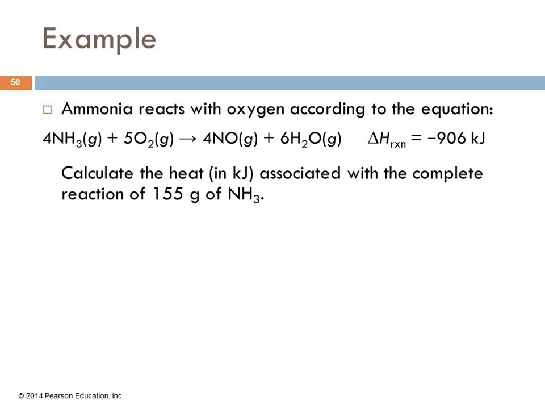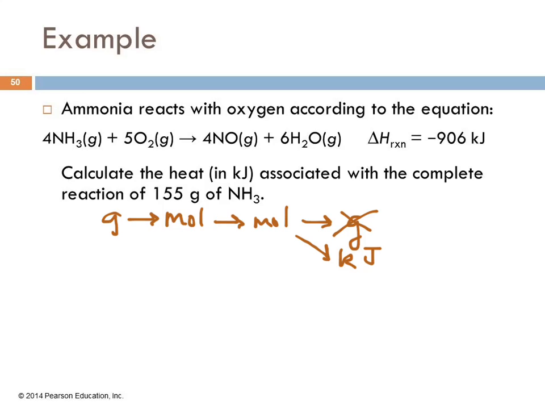Okay, normally it was grams to moles to moles to grams, right? That's our stoichiometry mantra. Grams to moles to moles to grams. Well, in this situation, we're starting with grams, but we're going to end up with kilojoules. So instead of going to grams at the end, we're going to kilojoules instead. We're going to take a right turn. Then the process is very much the same.